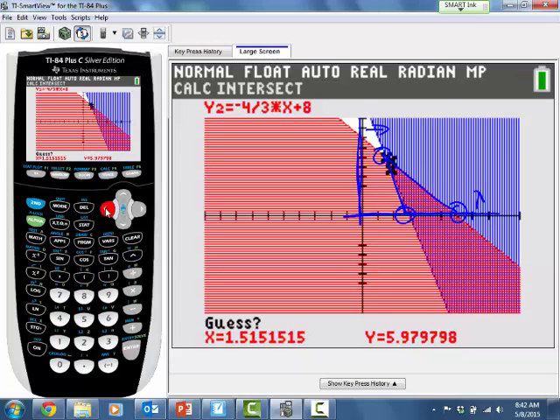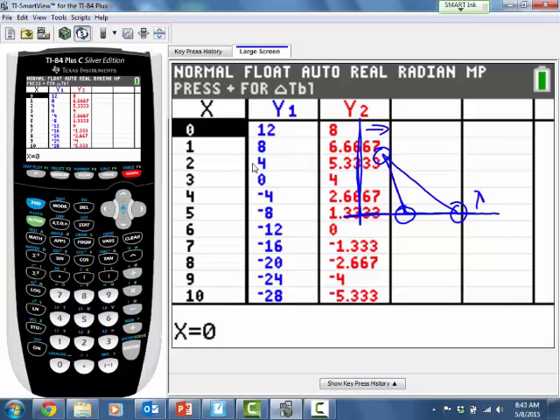So we get out 1.56, so that will be our other ordered pair that we would need to check. And we can also verify where those two cross the x-axis by looking at our table. And you can see they're at 3, 0, the blue line, and then the red line is at 6, 0.